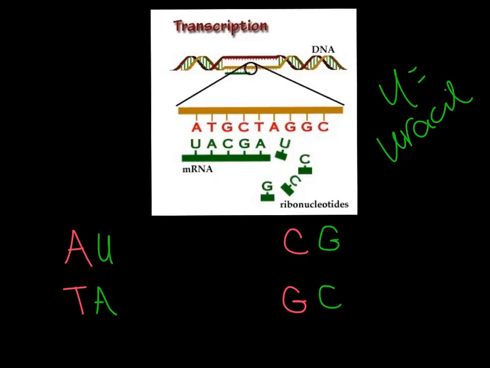So notice, right in here, this first one. The DNA was adenine, so the RNA that's made is uracil. So if you ever see a long code of nitrogen bases, if you see U's instead of T's, that means you're looking at RNA.